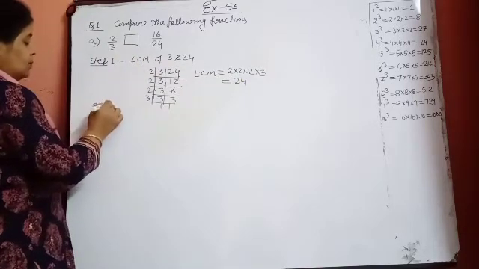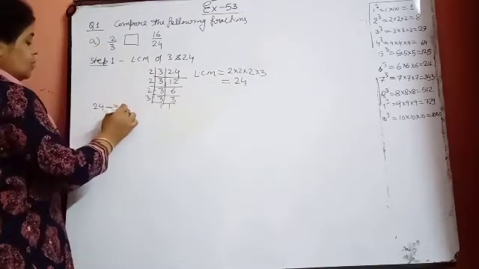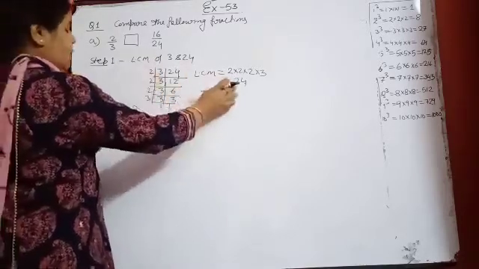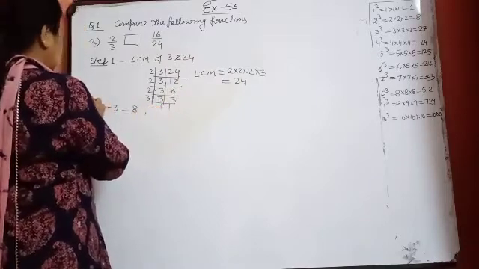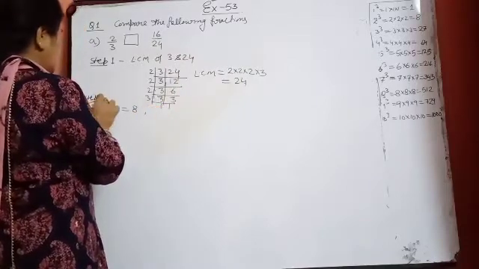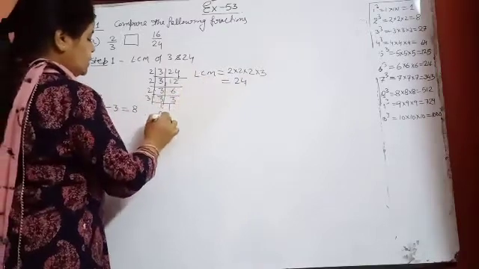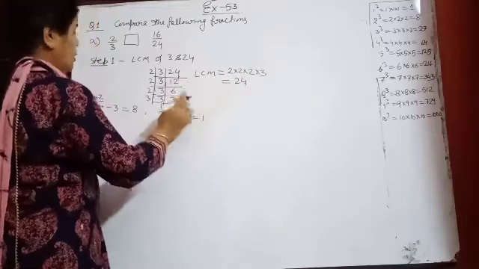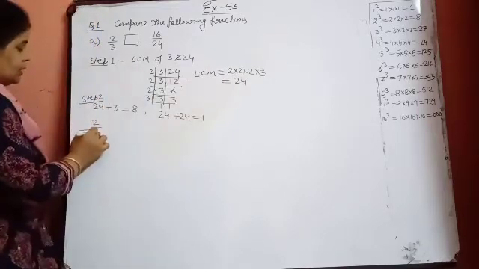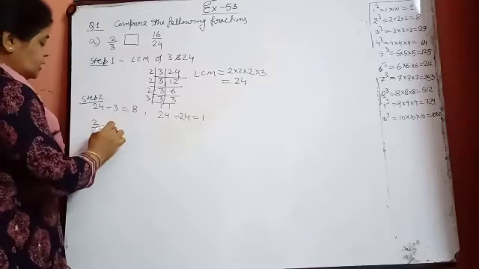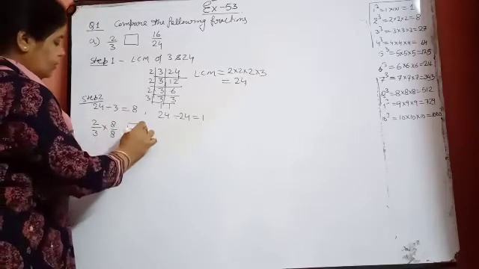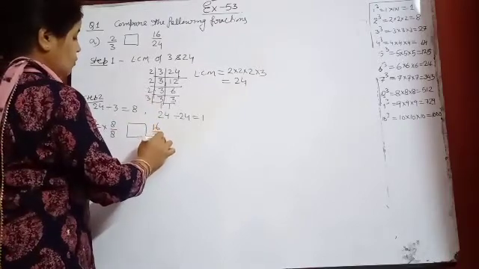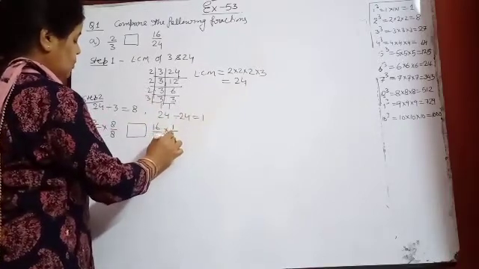Now this 24 LCM divided by the first fraction's denominator 3. What will come? 3 eights are 24, 8. Okay. And second, it is your step number 2. Step number 2. Now 24 LCM divided by the second fraction's denominator 24. What will come? 1. So first fraction 2 upon 3 will be multiplied by the quotient that came, 8 upon 8. In between them the box will be there. So 16 upon 24. What quotient came? 1. 1 upon 1. Okay.